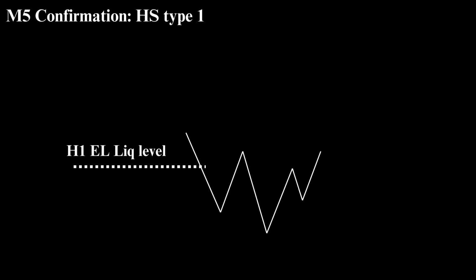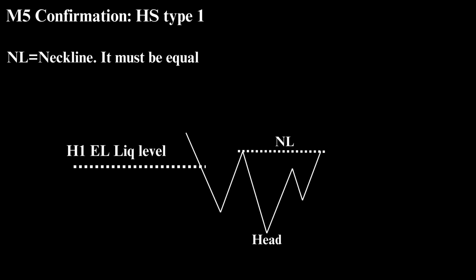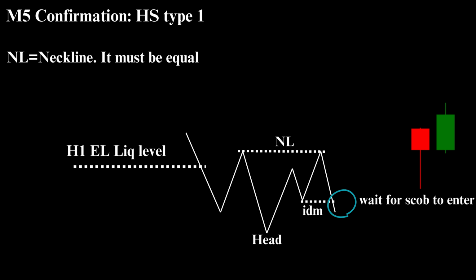So this is the M5 time frame showing head and shoulders type 1 entry module. This is the liquidity grabbed on H1 time frame. Following H1 equal liquidity grab, price formed on M5 time frame equal highs right here, which is the neckline of the head and shoulders pattern. This is the head of the pattern and this is the inducement right here. So we wait for price to grab this inducement like this plus single candle order block at this zone as the last confirmation for the buy entry.